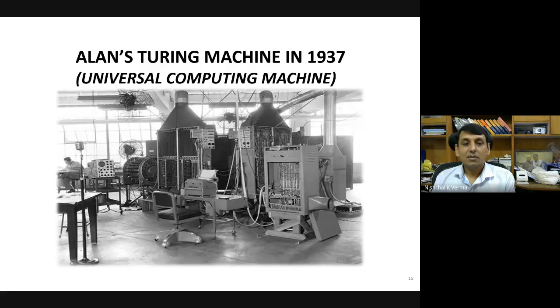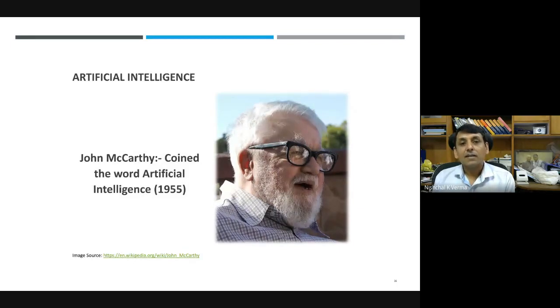But otherwise, philosophically, if we go even before that, in lots of literature we find mentions of artificial intelligence. In this journey, we see John McCarthy, who coined the word artificial intelligence in 1955. Before that, whatever was there was artificial intelligence activity, but the name artificial intelligence was not being used. So it was John McCarthy who coined this word in 1955.